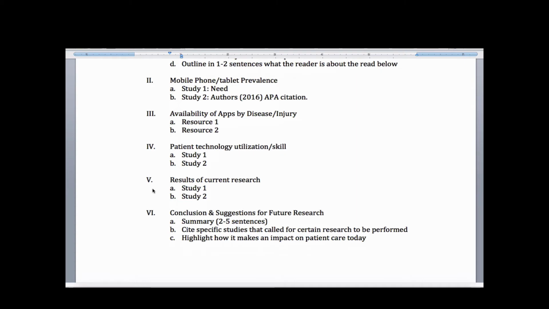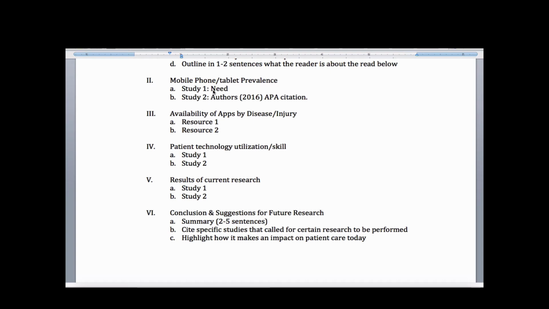The next Roman numerals here are the meat paragraphs, or those topic paragraphs for your lit review. And each of those is going to be something related to your overall topic. So mobile phone prevalence, availability of apps by disease, patient technology utilization skill, and results of current research on apps to facilitate patient care. And notice underneath each of these, I have study 1 and 2, resource 1 and 2, etc.